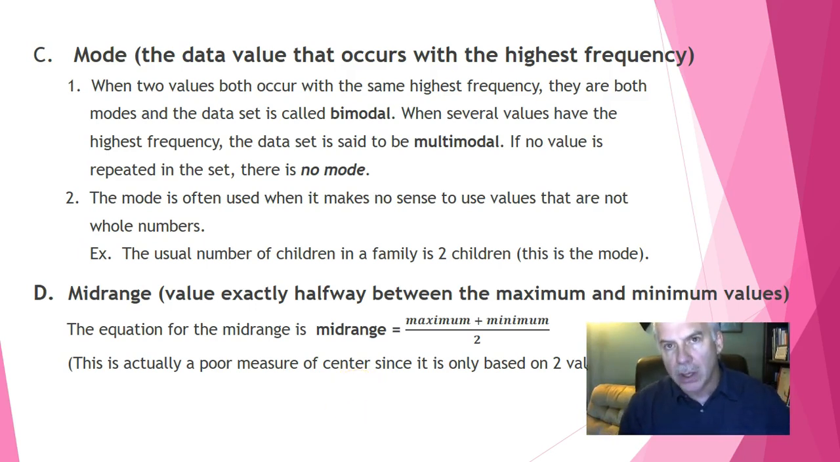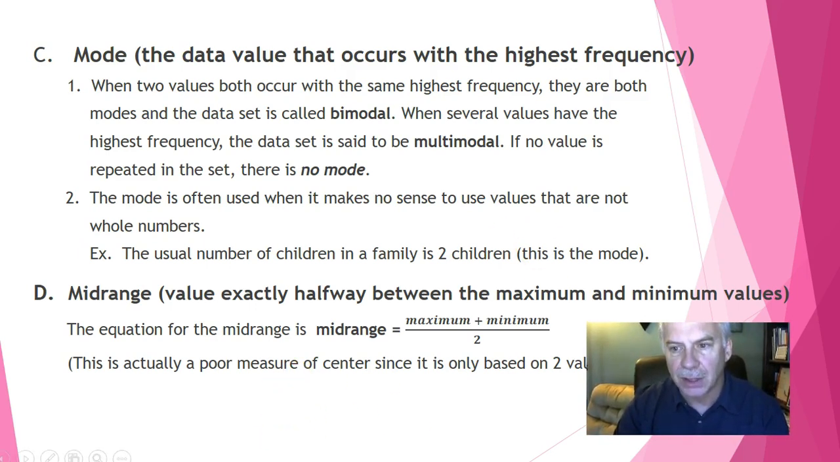Now that's the mode. It's the most commonly occurring thing. But you wouldn't say the usual number of children in a family is 2.1, even though the actual average number of children in a family in the United States is 2.1. That sounds weird to say, because you can't have a decimal of a child. So we just say the usual number of children in a family is 2 children, the most commonly occurring value.